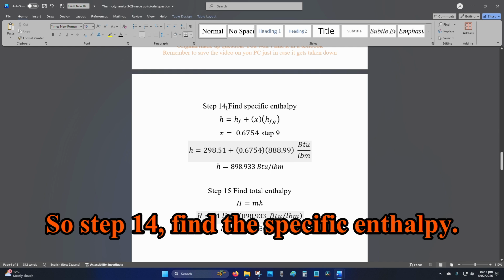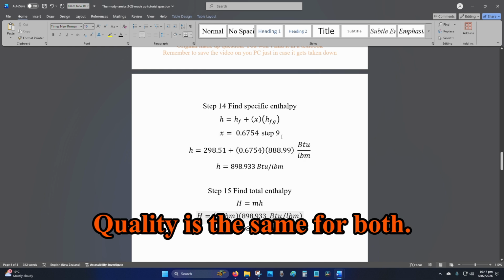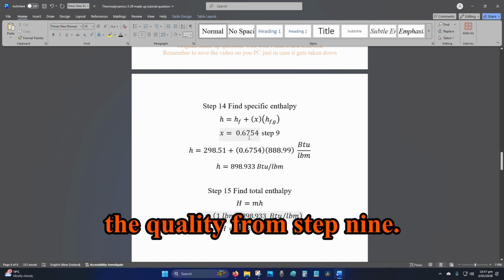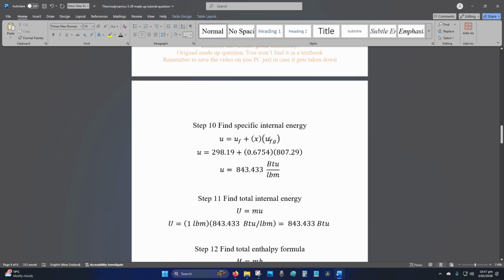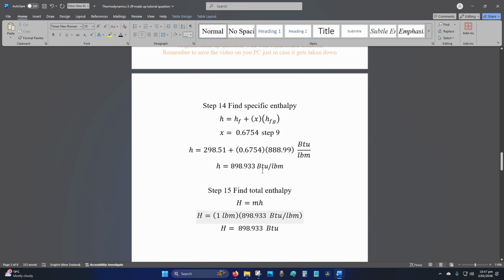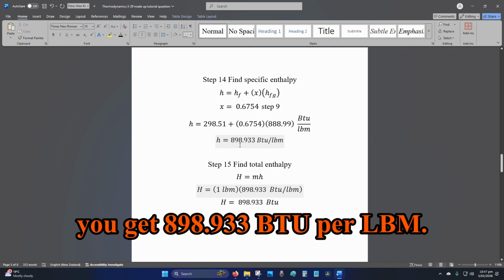So step 14, find the specific enthalpy. We're just going to plug and play. Quality is the same for both. So we're just going to use the quality from step 9. So right here. Okay. So just plug and play, you get 898.933 BTU per lbm.